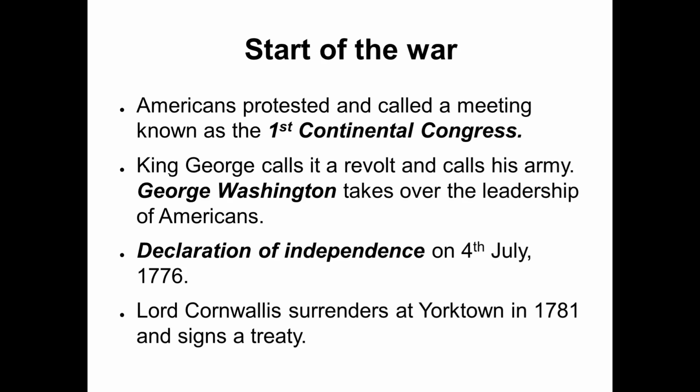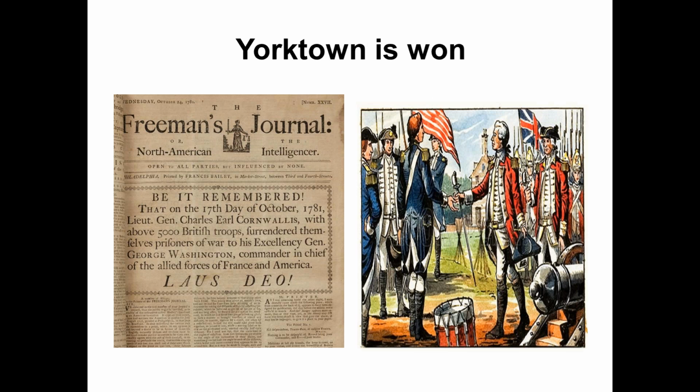So Americans protested and called a meeting known as the First Continental Congress. King George of Britain calls it an act of revolt. He calls his army. George Washington takes over the leadership of Americans, and they declare their independence on 4th of July 1776. Lord Cornwallis finally surrenders. He was fighting from the side of the British at Yorktown in 1781, and he signs a treaty. You will read more about this Lord Cornwallis in Modern India and see the newspapers of that time. Yorktown is won. Cornwallis's sword was taken over. So they are handing it to the Americans.